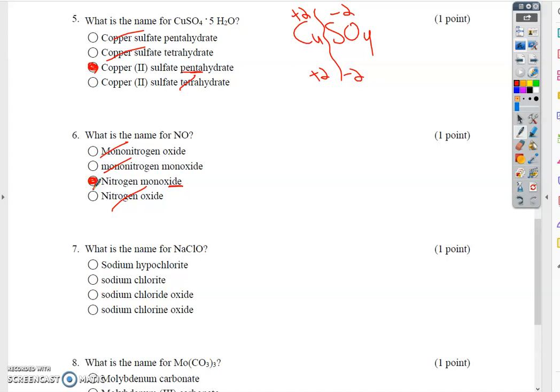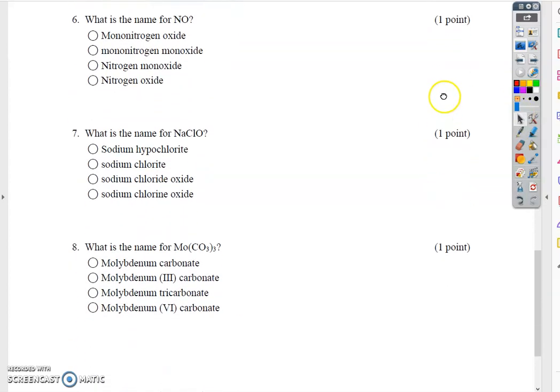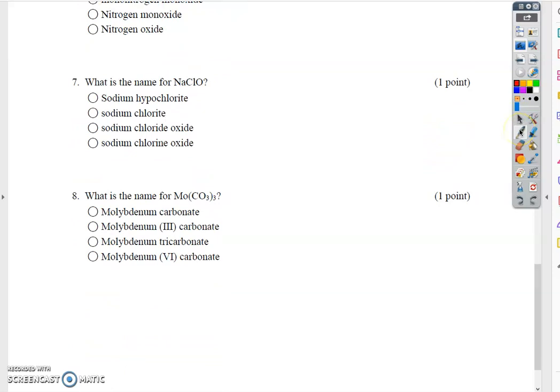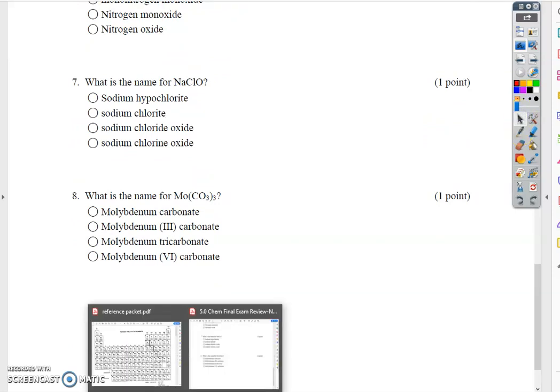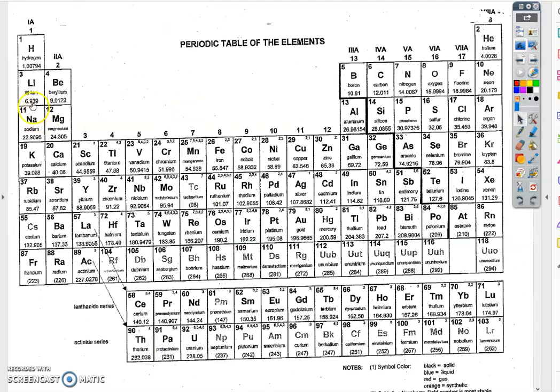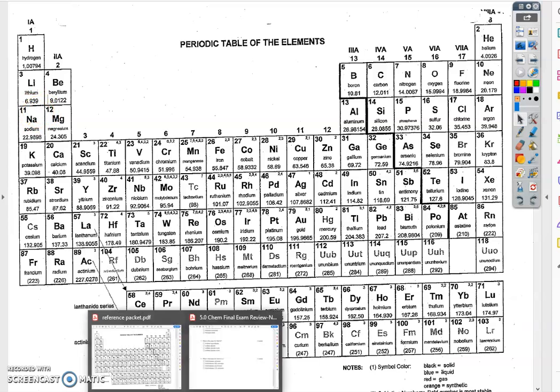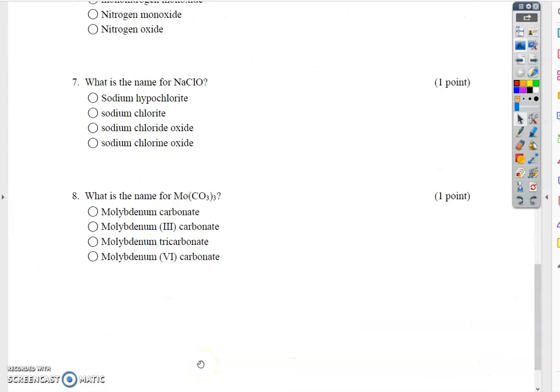For number 7, NaClO. Again, you should be able to pick out that that is an ionic compound because it has that ClO. That is a polyatomic ion. Now, again, first thing you do when you realize it's ionic, find sodium. Sodium does not have any numbers here, so it is not multivalent. You do not need to use Roman numerals or any of that kind of stuff. So we just get the name for Na, which is sodium, which they all have. ClO you would find on the polyatomic ion sheet, and it is hypochlorite.